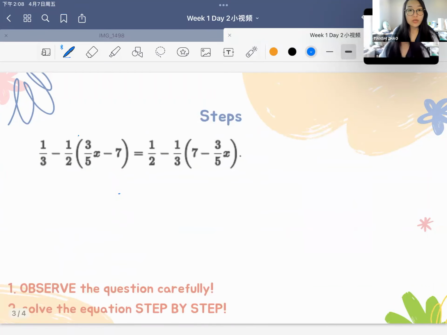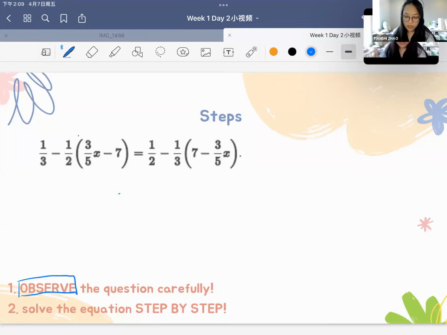Now I would like to talk about one question in the practice problem. I think some of you try really hard to do the fraction calculation and remove all the parentheses. But for this question, we do have one shortcut. The secret is to observe the question carefully before doing any calculation. Observation is really important.